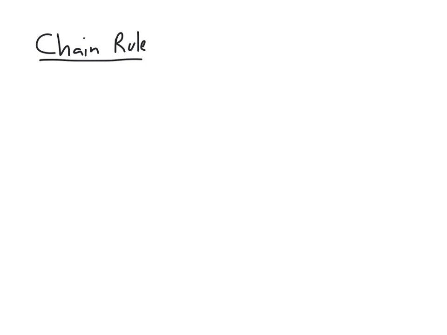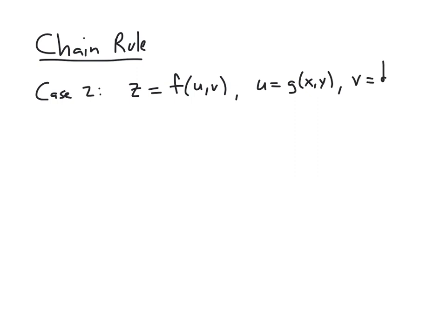In the previous video, we looked at how the chain rule applied to the scenario where z was a function of two variables, and each of those intermediate variables was a function of a single variable. In this video, we're going to start by looking at case 2, which is going to feature a function z as a function of two variables again, but each of these intermediate variables are going to be functions of two variables themselves. So u is going to be a function g of x, y, and v is going to be a function h of variables x and y.